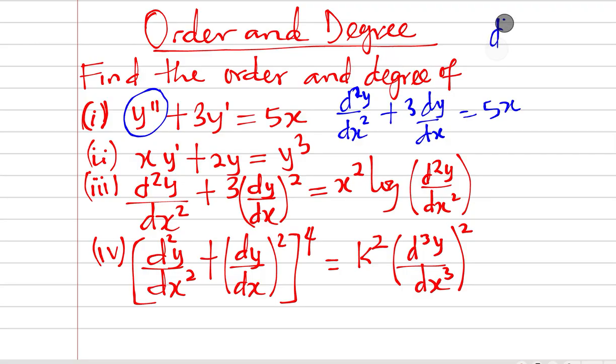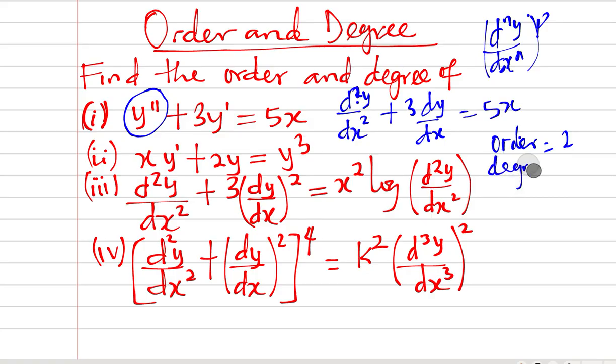Now, based on the key I gave you, which is d^n of y over dx^n all raised to power p, what do you think the order is in our question 1? The order is 2, because you can see 2 is in the n side.